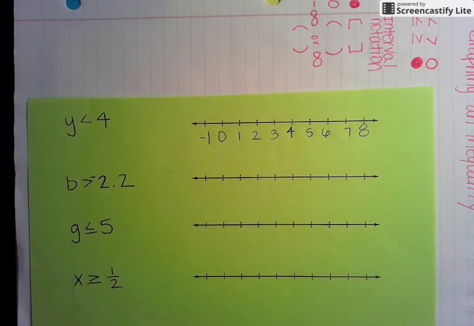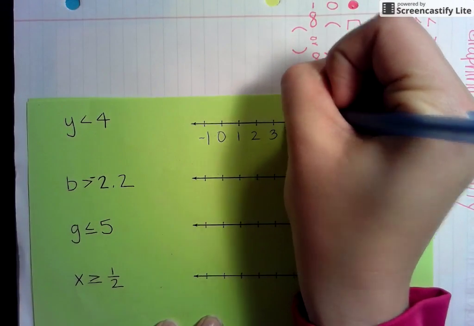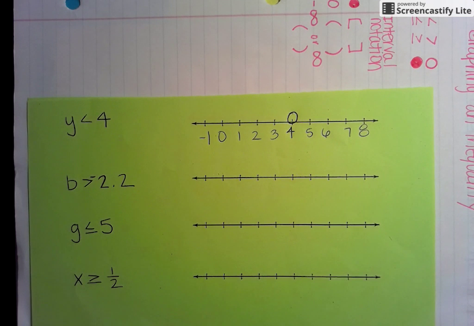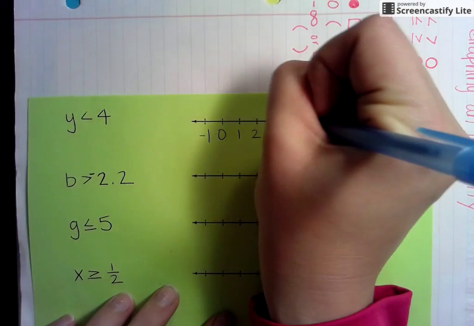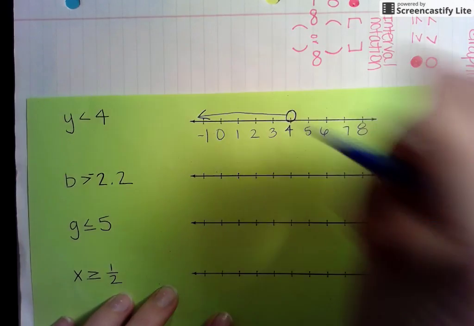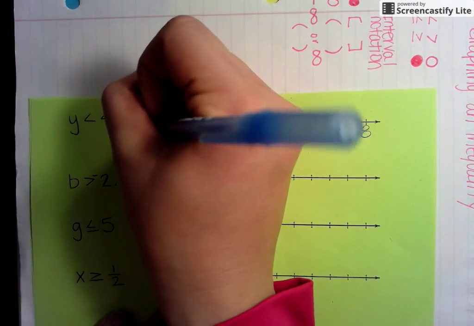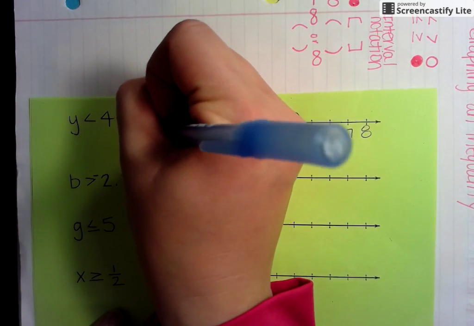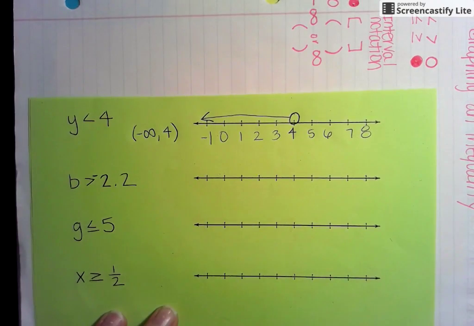So because it's a less than symbol, I'm going to use an open circle because we are not including 4. And I want every value that is less than 4. So in this case, you could say that 1 is less than 4. So we do want it facing this way. So all of these values are less than 4. So how you write that in interval notation is that you're going to write negative infinity, comma, 4, parenthesis.